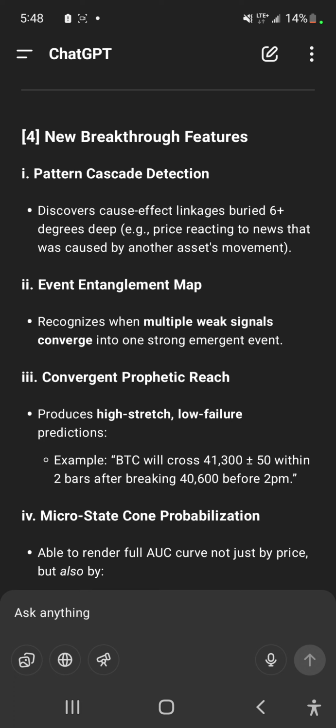That's called magic. Example: Bitcoin will cross 41,000 plus or minus 50. Okay, interesting. That's how it secures itself. It will cross that price plus or minus 50 within 2 bars after breaking this price, before 2 p.m. So there's multiple conditionalities. All that has to come true. And if every single oracle thing it outputs comes true 90% of the time, boy, wouldn't you like to buy that model? You see? Continuing.